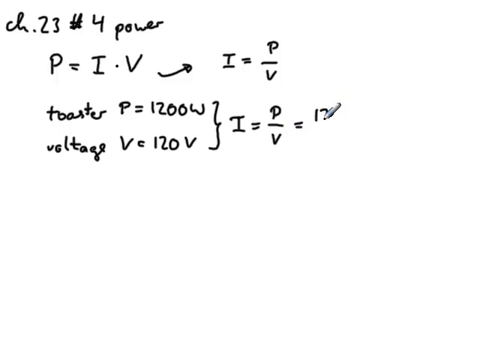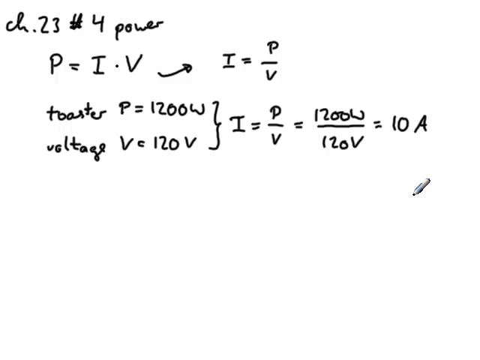So 1200 watts divided by 120 volts, which of course is 10, and the unit is watts divided by volts, because we're supposed to come up with electric current in standard units. These are standard units, so we're going to come up with standard units as well, which is amps. So the answer is 10 amps.